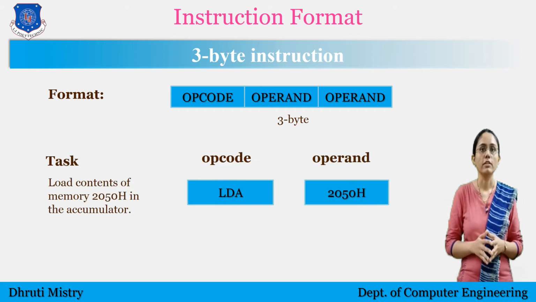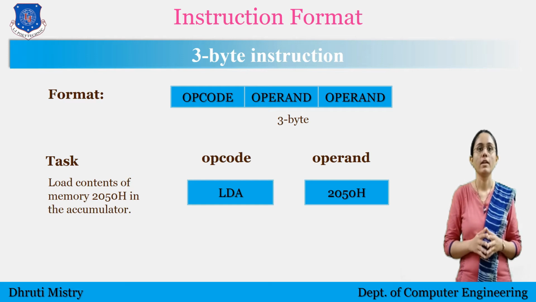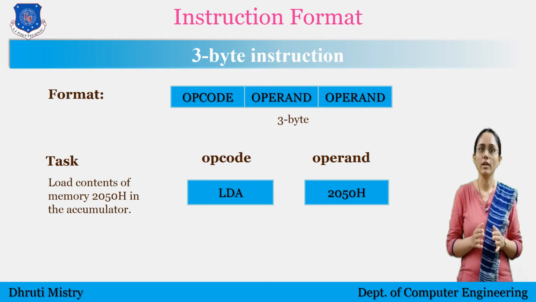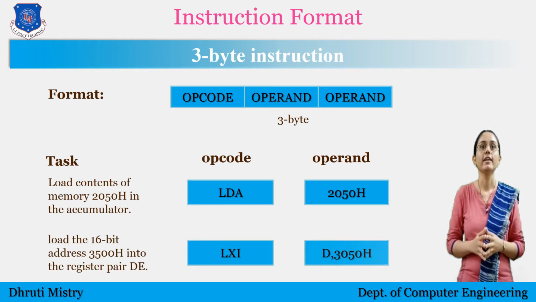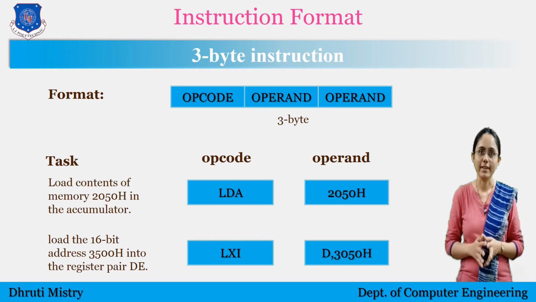In this instruction, the first byte will be for the OP code LDA, which means load, and 2 bytes will be for the numeral 2050 hex, which is a 16-bit address. In short, if a 16-bit numeral is present in the instruction, then that instruction will be of 3 bytes. Here, the numeral may be data or an address. For example, in LXI D, 3050 hex, 3050 is 16-bit data.